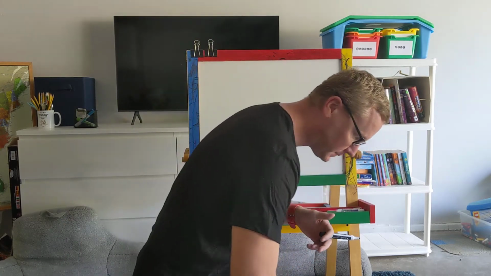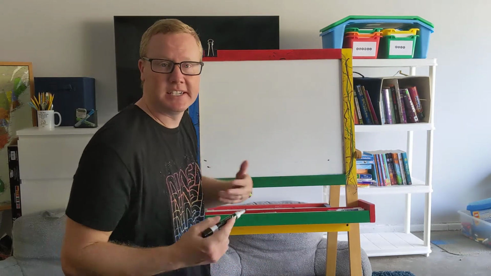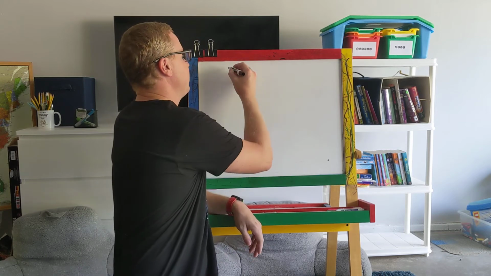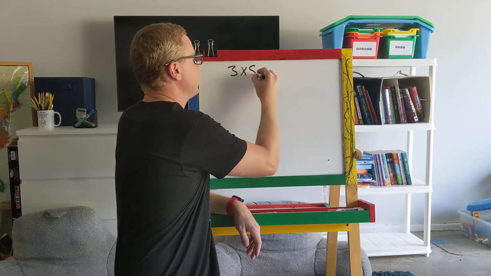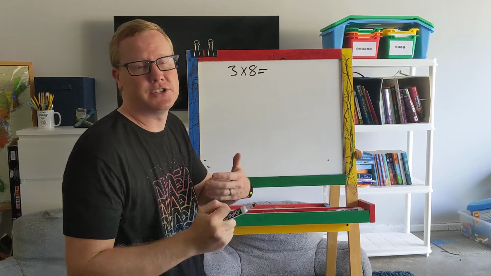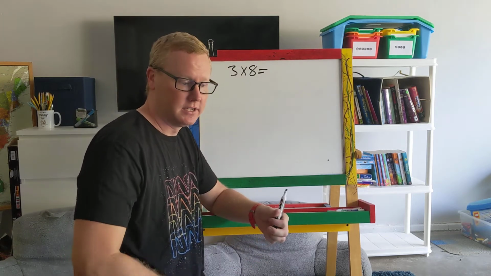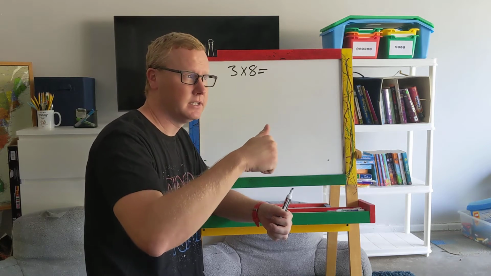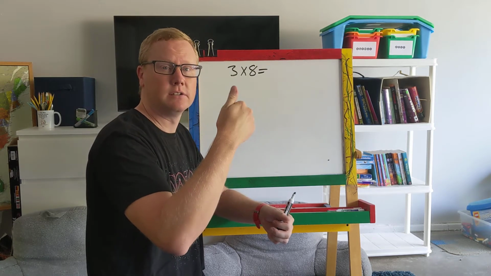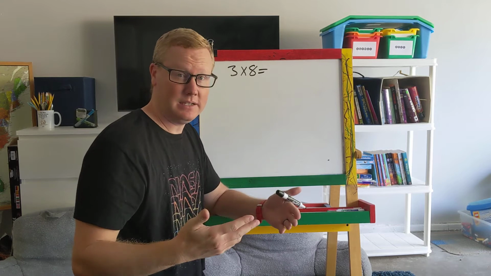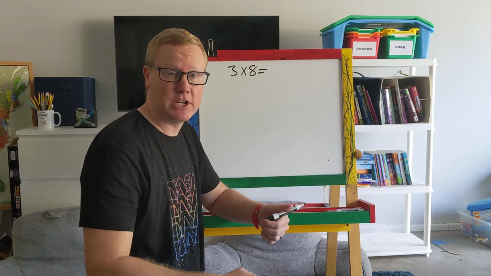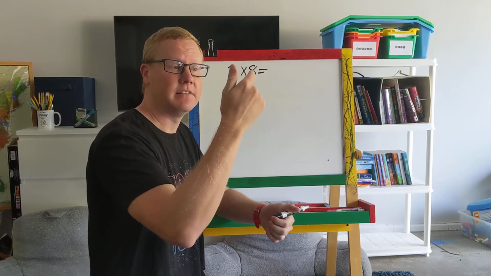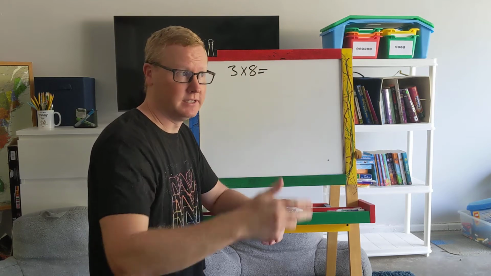But the first one is just simple skip counting, for a multiplication problem. So if we have 3 times 8, a lot of you guys do this in your head already. You know that you have 3 groups of 8, so you'll go 8, 16, 24. That's as simple as that, skip counting. You can do it for 4 times 5: 5, 10, 15, 20.